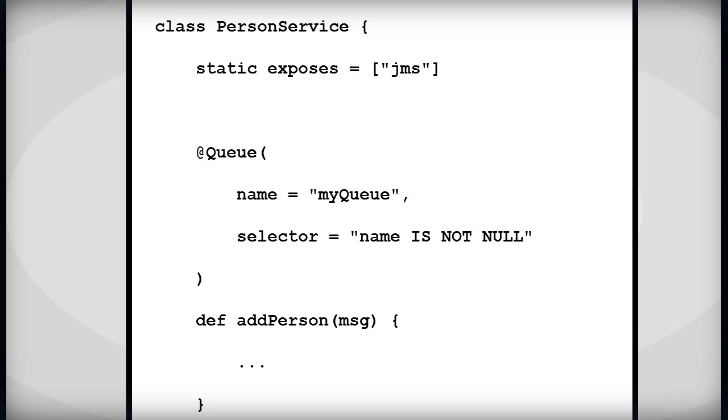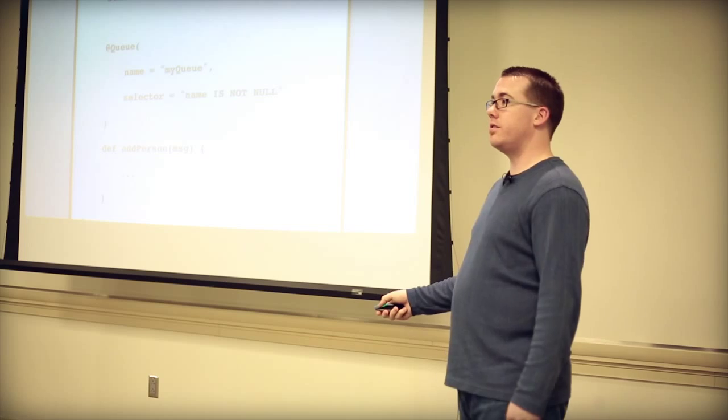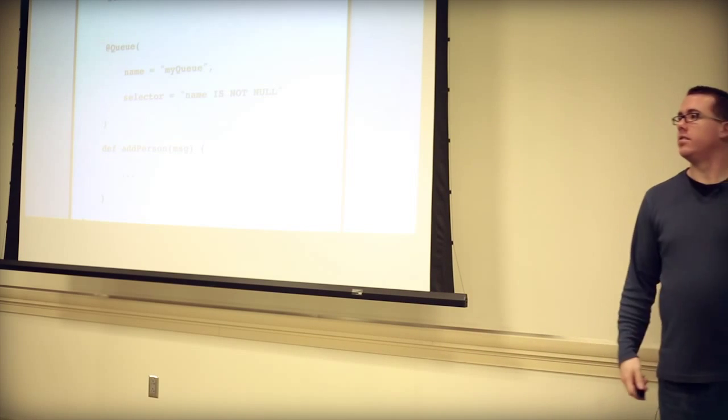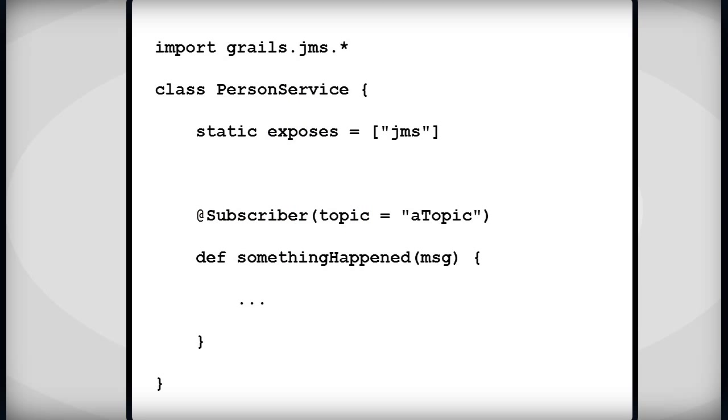There's also the AST, or the annotation configuration. That's not an AST. So right here, it's subscribed to the name myQ, and the selector's name is not null, which means that if there is something on myQ where the name is null, it won't go through to add person, right? So you can create this selector. It's kind of a filter layer. Here we go. We have an actual subscriber. You're subscribing to just a topic. And then this will fire every time there's a new message on that queue.